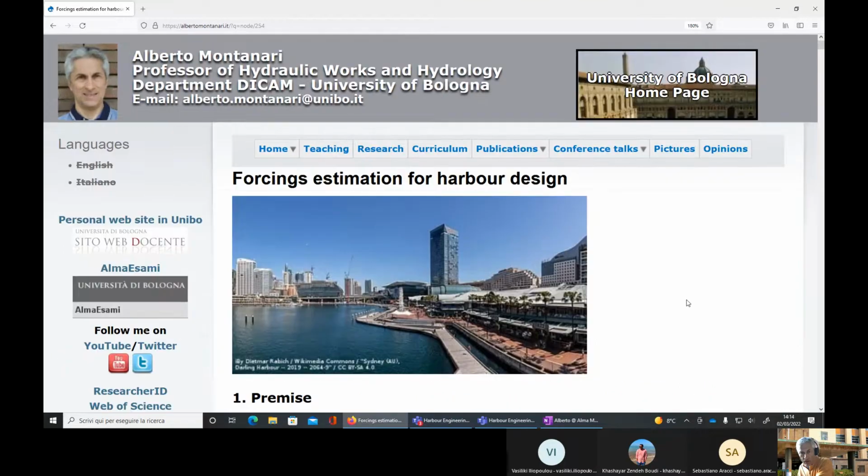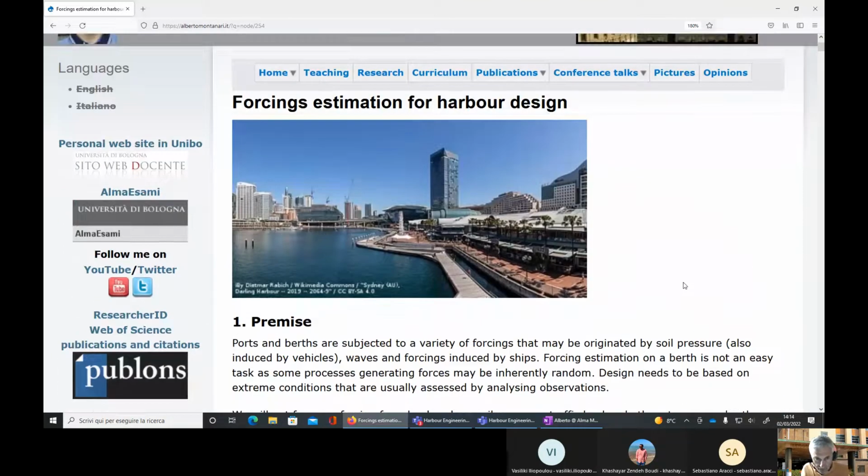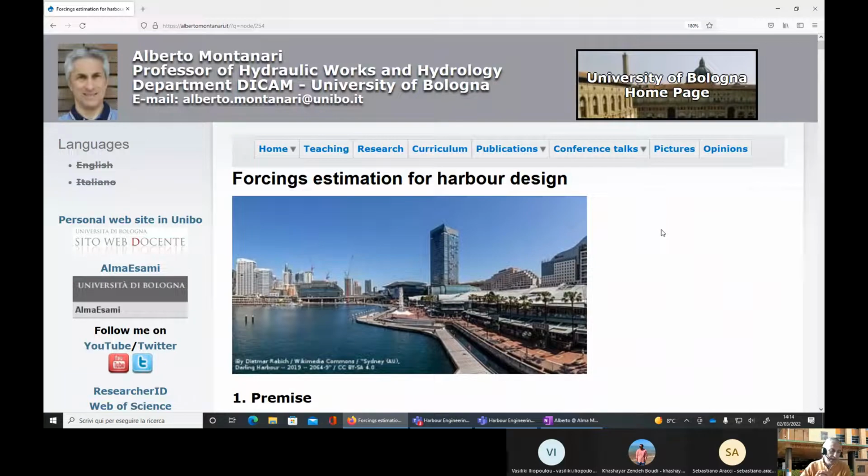Let me just expand a little bit the font. Now today we get into forcing estimation for Harbour design. It's of course a topical issue. It's a task where the engineer is called to operate according to the background precisely of engineering to make some computation in order to size, design the structures that compose a port, a harbor.